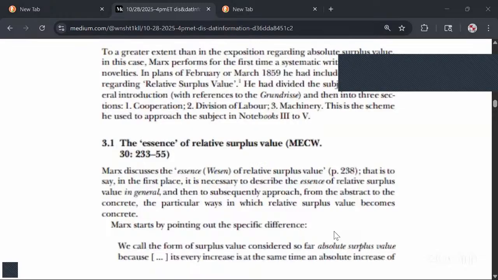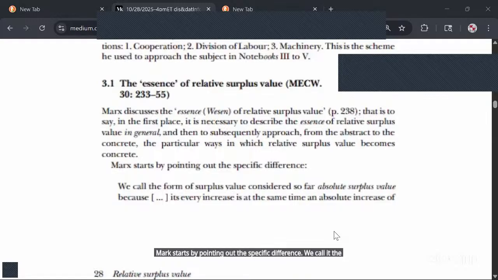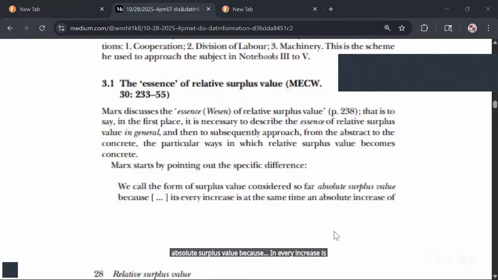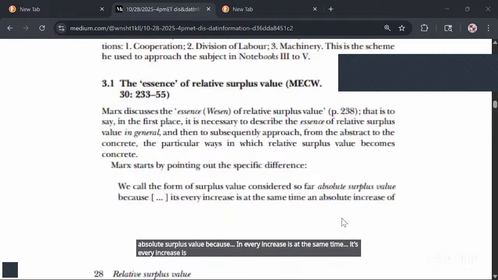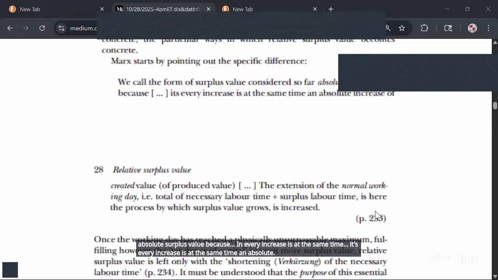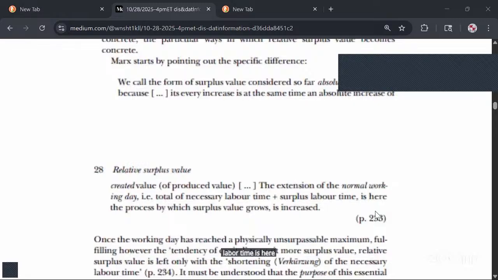Marx starts by pointing out the specific difference. We call the form of surplus value considered so far absolute surplus value because every increase is at the same time an absolute increase of created value, that is, of produced value. The extension of the normal working day, the total of necessary labor time plus the surplus labor time, is here the process by which surplus value grows is increased. So yes, it's a necessary or an additional or whatever level of abstraction.